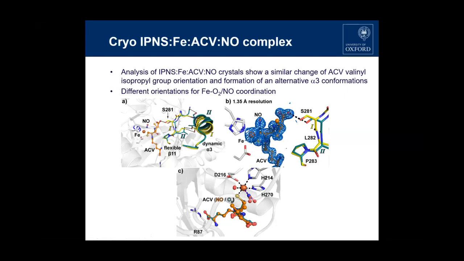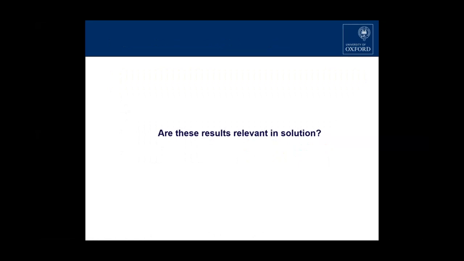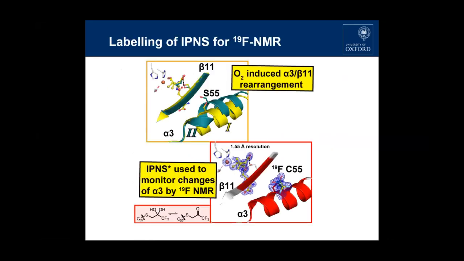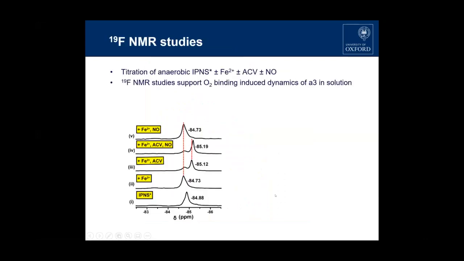We used nitric oxide now to see whether these results are relevant in solution. So what we did is introduce a mutation: instead of serine 55, we had a cysteine mutant here. We labeled it with 19F by using bromotrifluoroacetone. Then we wanted to use this one for mechanistic studies in solution by NMR.